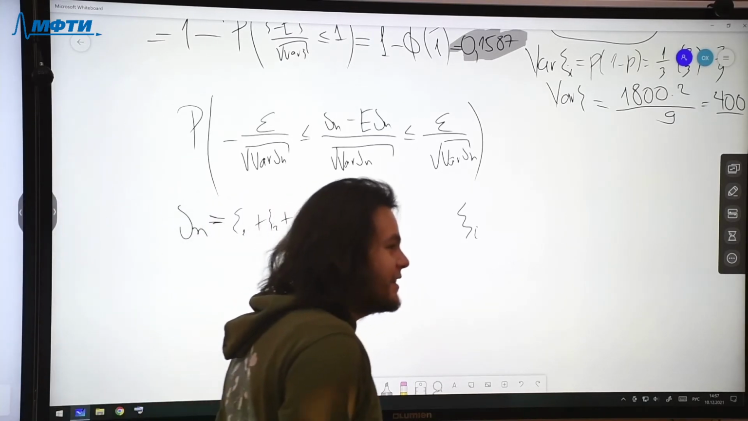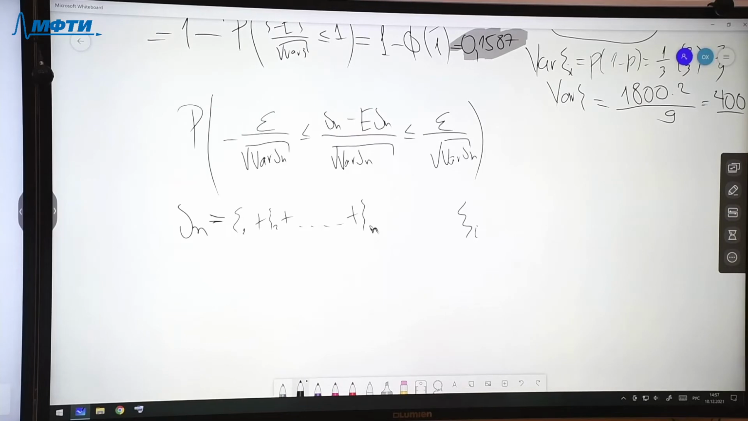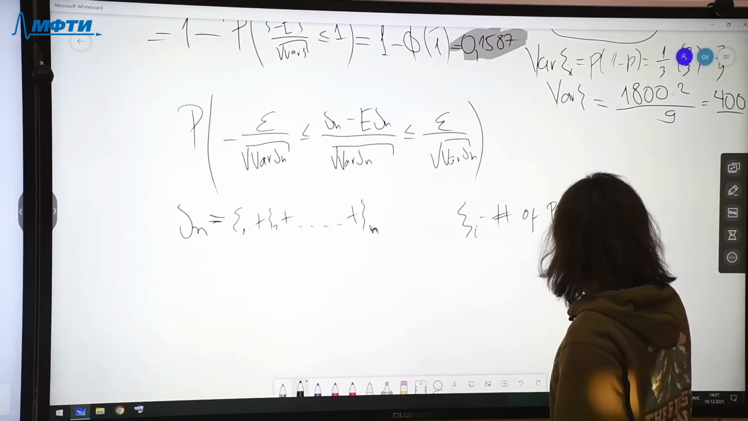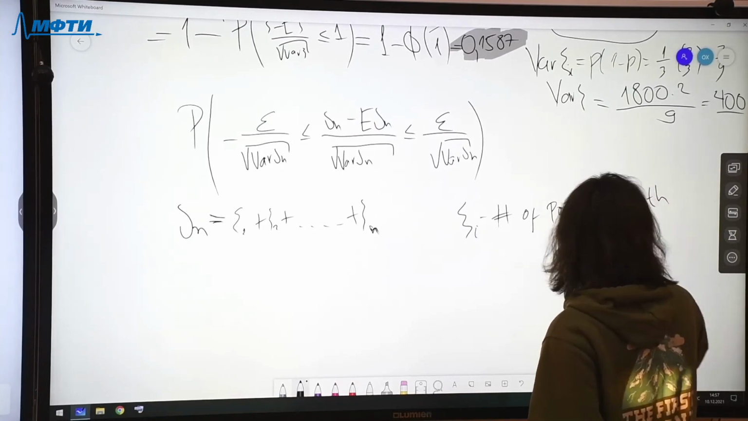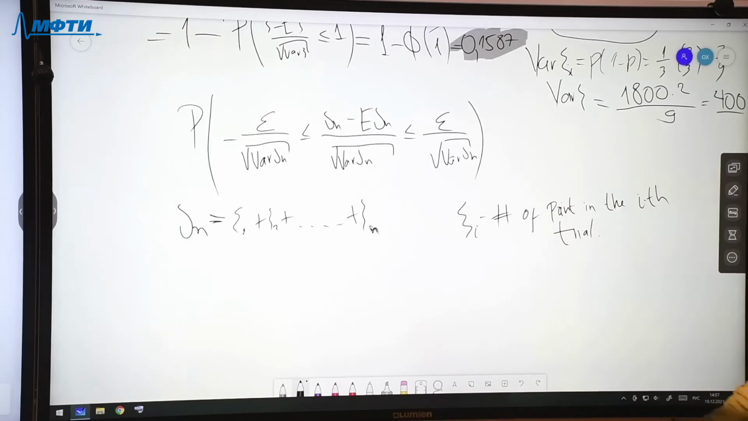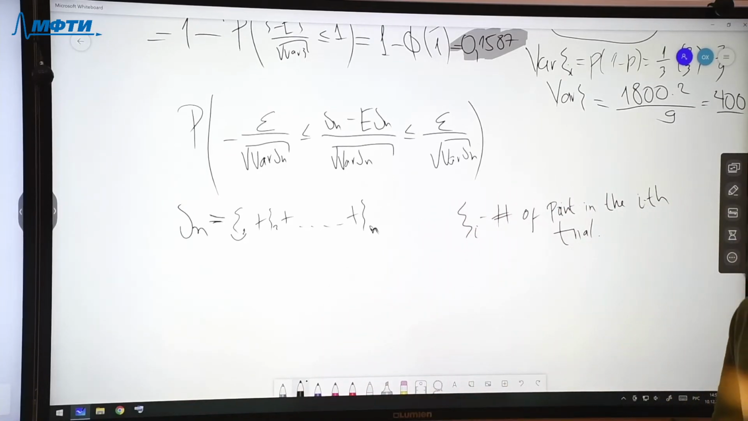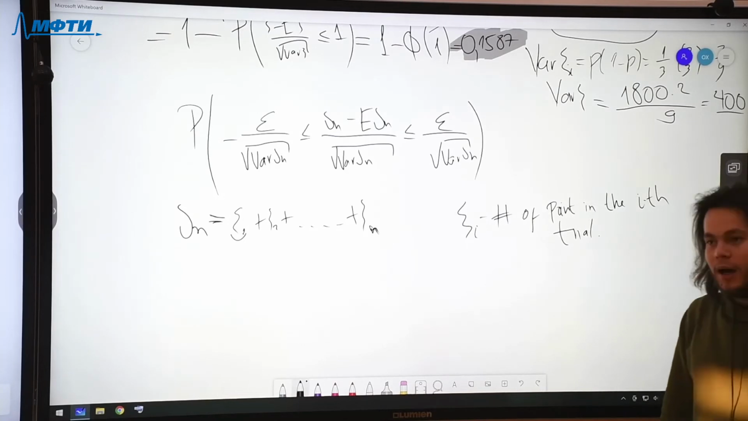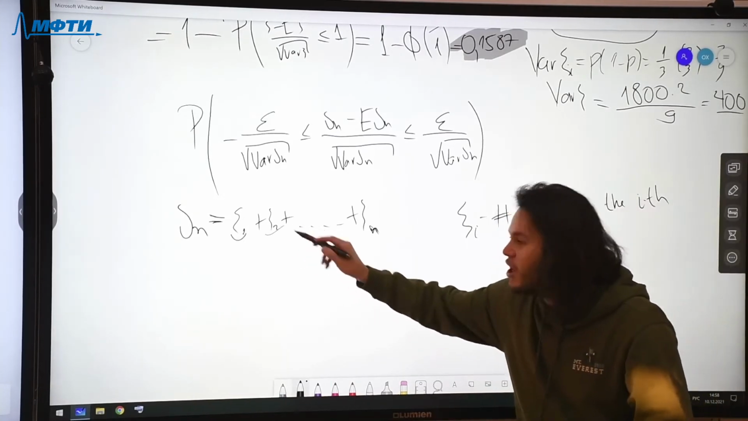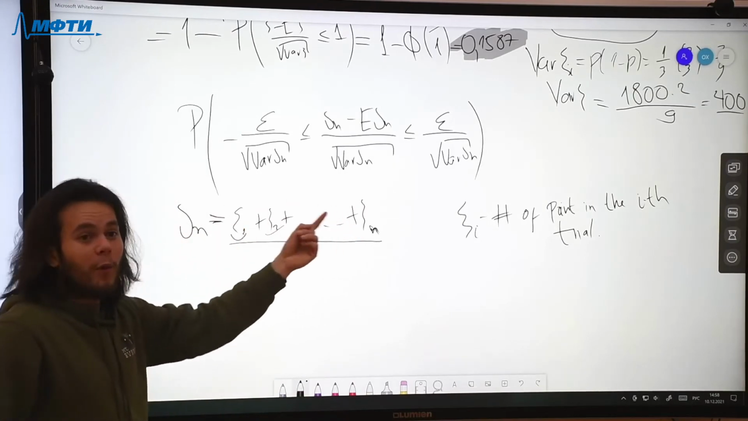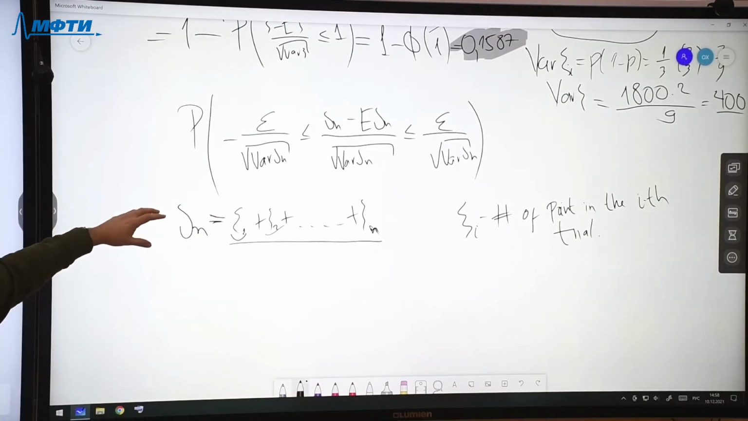If Sn is the sum of the number of points, then xi i is the number of points that we obtain in the ith trial. So xi1 is just the number of points that we get the first time, right? Then we draw a second die, we throw this die once again, and xi2 is the number of points that we get in the second trial, and so on. At the end, we get the number of points that we have in total.